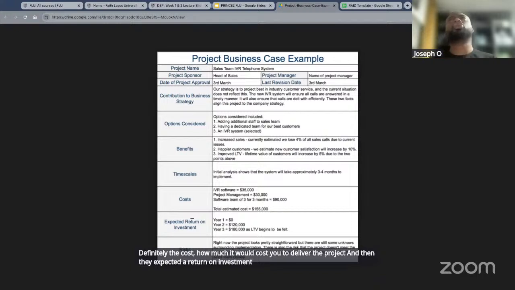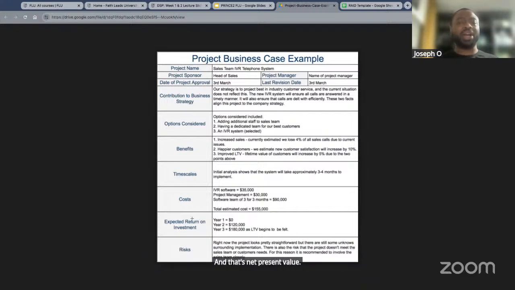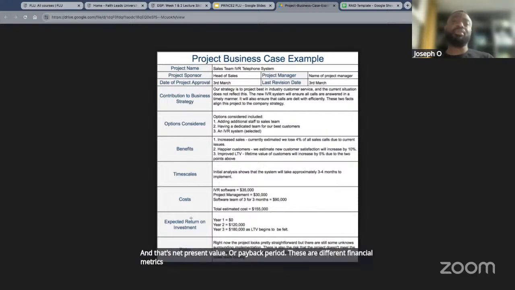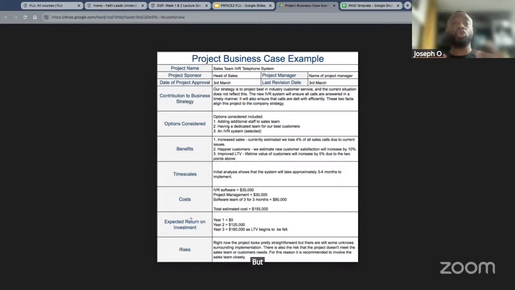We're not going to go into that much in-depth analysis of things like rates of ROIs, that's rate of return, or NPVs, that's net present value, or payback period. These are different financial metrics used to determine how a project will return on its investment. But those are things that you can go ahead and continue to read on.